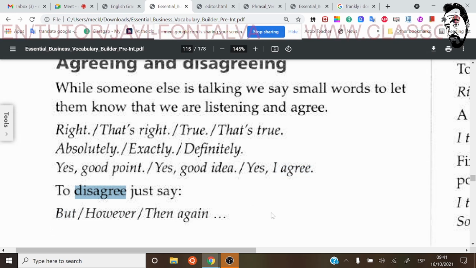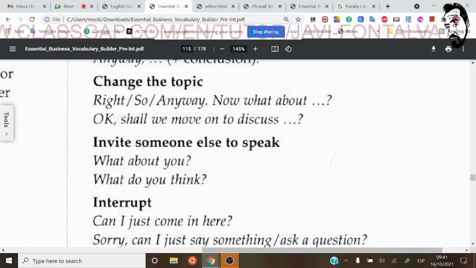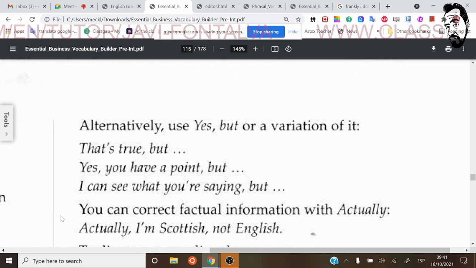Sometimes you disagree. No estás de acuerdo. But, pero, however, sin embargo, then again. Okay. That's true, but yes, you have a point. Tienes algo de razón, pero. Yeah, you have a point, but I can see what you're saying. Entiendo lo que quieres decir, pero. I can see what you're saying, but.